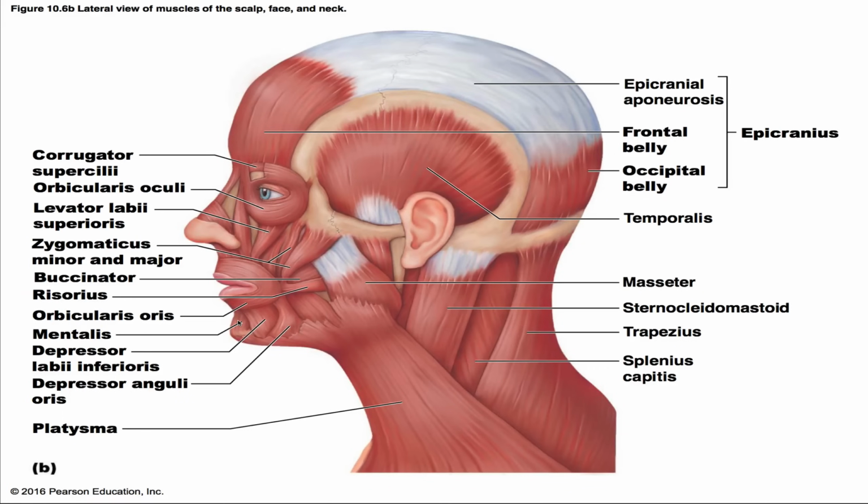The next thing we're going to be looking at is the buccinator muscle. Okay, it's right over here. This is a thin, horizontal cheek muscle, and it's the principal muscle of the cheek. It's deep to the masseter. The origin is the molar region of the maxilla and mandible, and the insertion is the orbicularis oris.